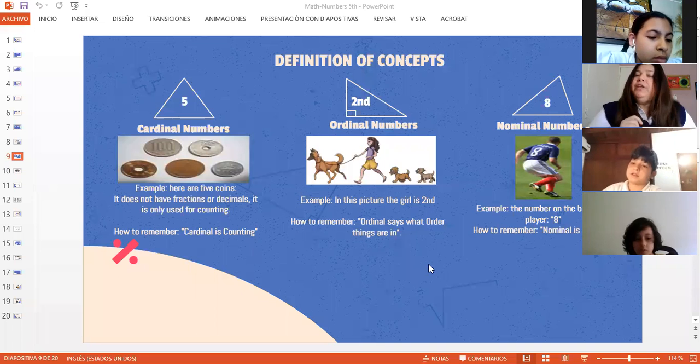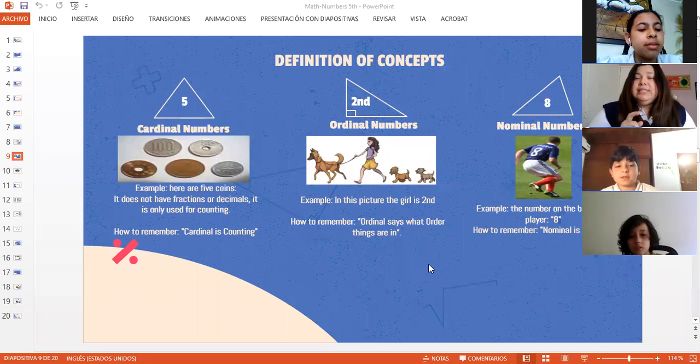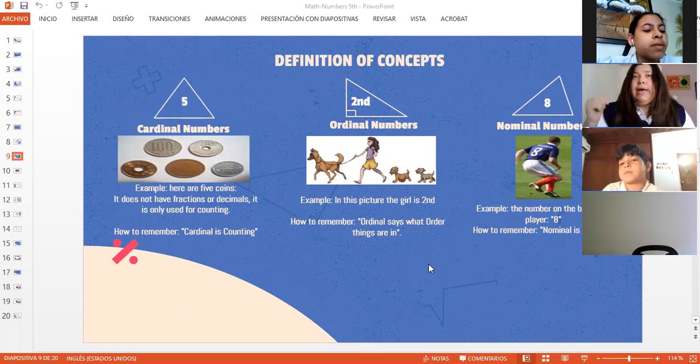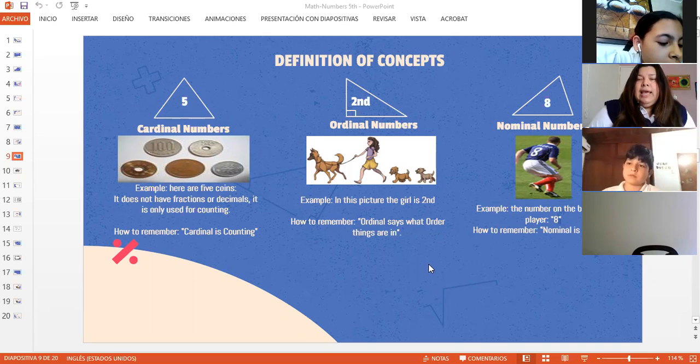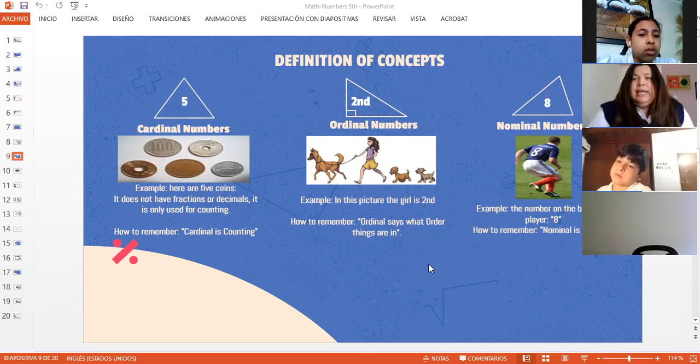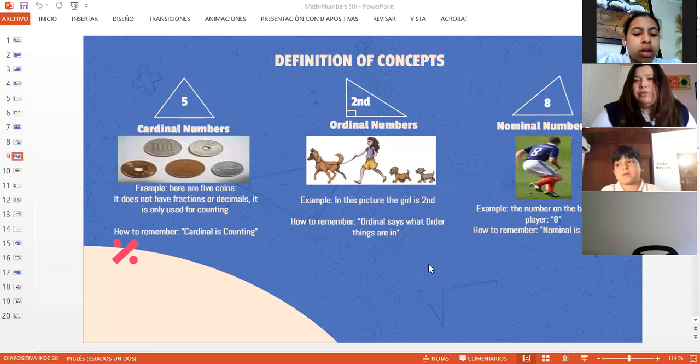And then you have the nominal numbers. You can see there's a number on the back of the shirt of the player. That one is number 8, and that's just a number for a shirt. It doesn't imply anything. So a nominal is for naming. It names the numbers or the numerals.